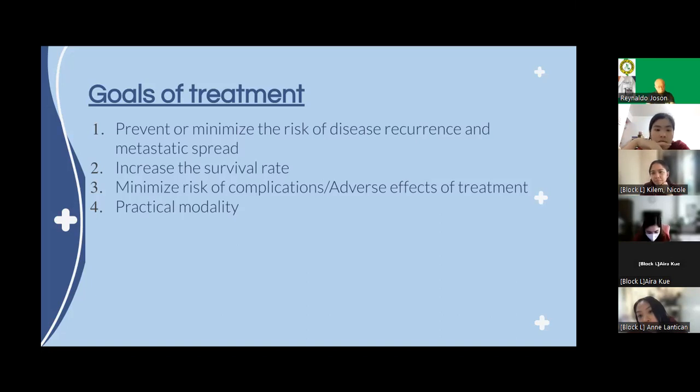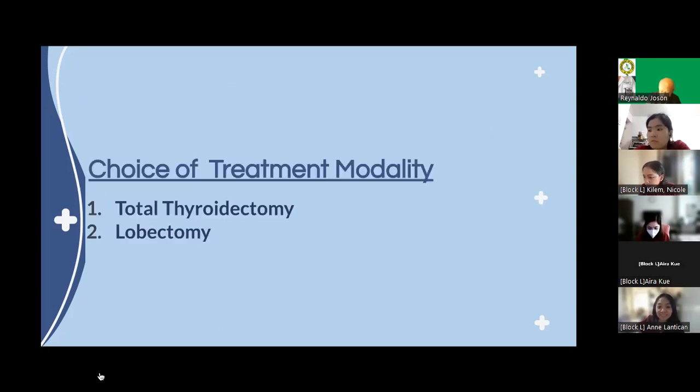So for the goals of treatment, number 1 po is to prevent or minimize the risk of disease recurrence and metastatic spread. Number 2 is to increase the survival rate. Number 3 is to minimize the risk of complications and adverse effects of treatment. And number 4 is to choose a treatment that is practical for the patient po. Next slide po. So for the choice, number 1 is total thyroidectomy, and 2 is lobectomy po.